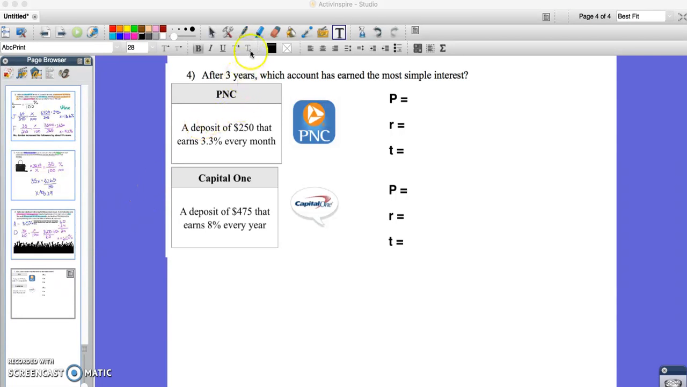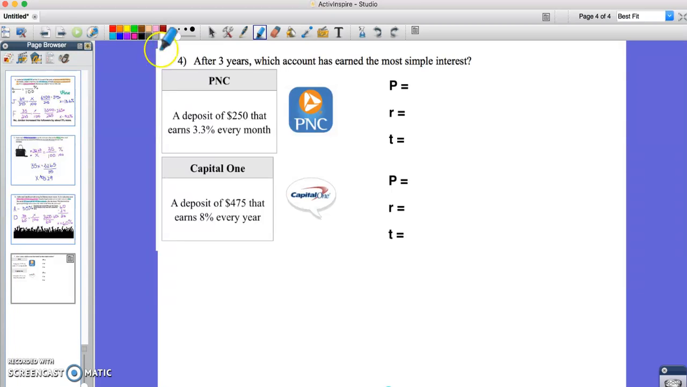Question 4. After 3 years, which account has earned the most simple interest? So again, another comparison style question. Looking at after 3 years, which account has earned the most simple interest? If we remember our simple interest formula, it is I equals P R T. When all of these terms are right next to each other, we're just multiplying P, the principal, R, the rate as a decimal, and T, the time, how many times the interest is going to be applied.